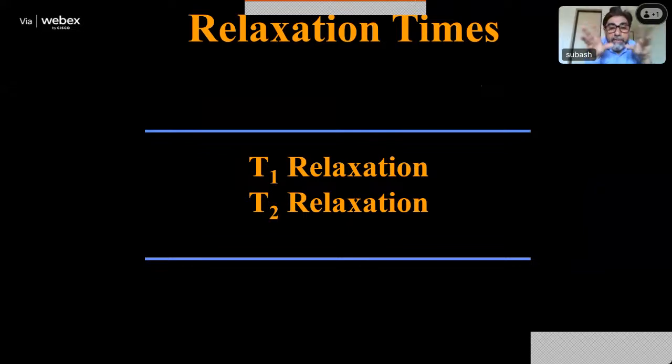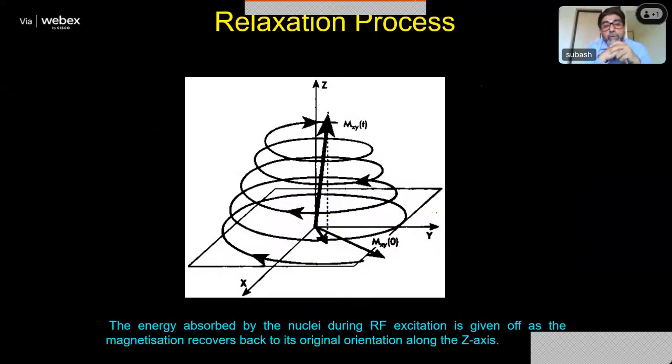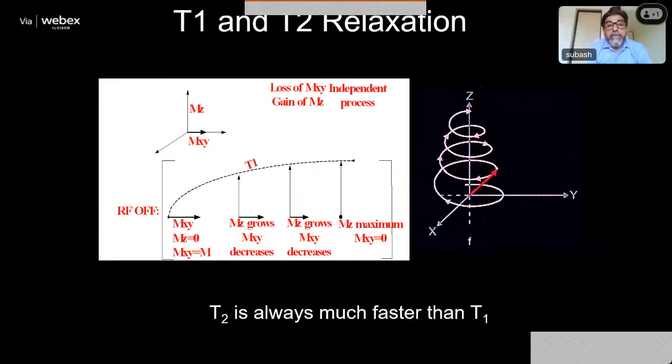So there are two relaxation processes happening simultaneously. This is how it is pictured. After you have flipped this by 90 degrees, it will tend to go back in a spiral form, and after some time it will come back to the z direction. The magnetization will come back to the z direction, and Mxy will also decay completely to zero. So these are two relaxation times: one is called the T1 relaxation time and the other the T2 relaxation time.